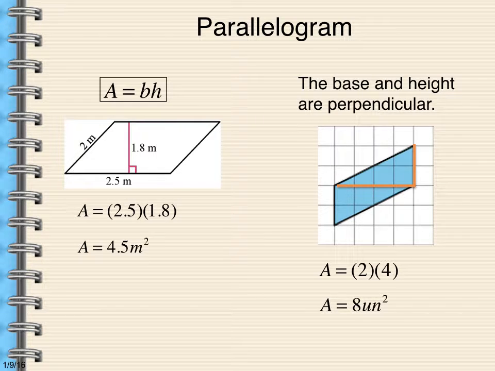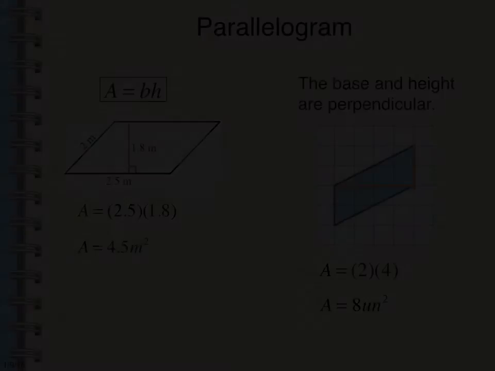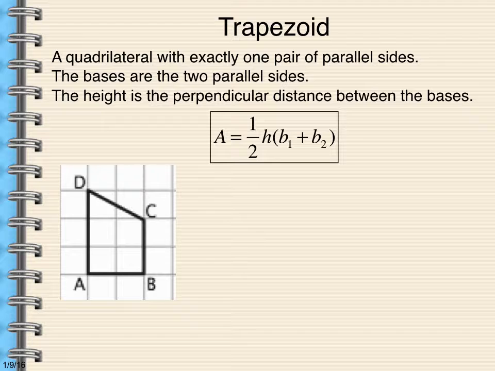The area of a parallelogram is base times height. We'll move on to a trapezoid. The formula is a bit more complicated. A trapezoid, recall, is a quadrilateral with exactly one pair of parallel sides. The bases are the parallel sides, and the height is the distance between the bases. So the formula is half of the height times b1 plus b2.